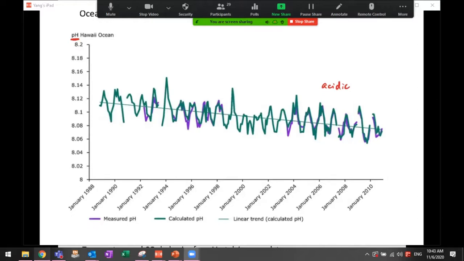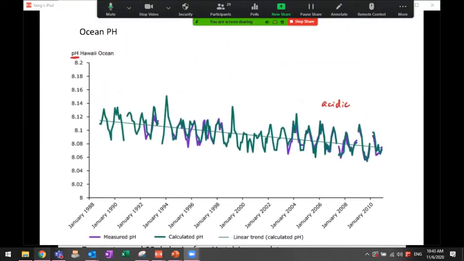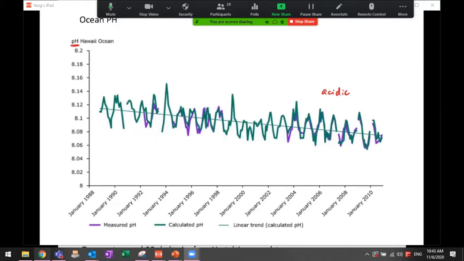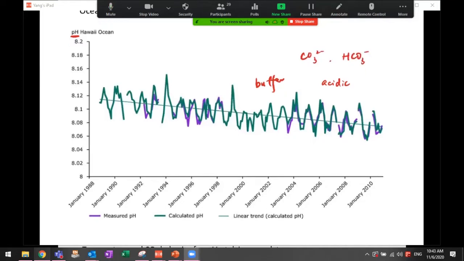Okay. And I think based on your knowledge in 2601, there's also a buffer system, right? You can think of the ocean water as a buffer. The reason why the pH decreases so slowly is because of the buffer here, because of the carbonate ions, right? And then bicarbonate ions, right? If it's not because of the buffer, then the pH will decrease very rapidly.